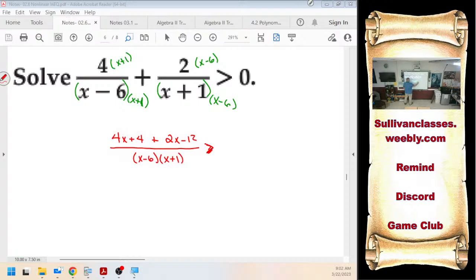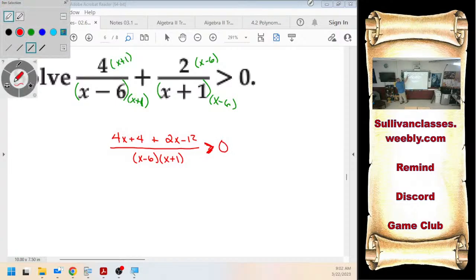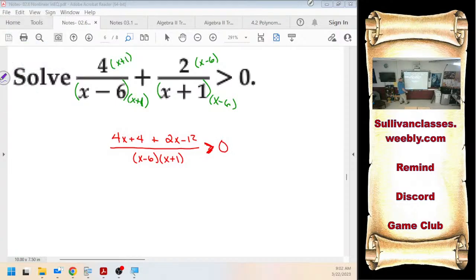Nope, just greater than 0. Combine like terms. 6x minus 8 over x squared minus 5x minus 6. Well, I see what the factors are, right? I'm doing this so that I have both the factored and unfactored forms. That way I can find my x-intercepts, y-intercepts, my vertical asymptotes, my horizontal asymptotes, all that stuff to determine the behavior of the graph.